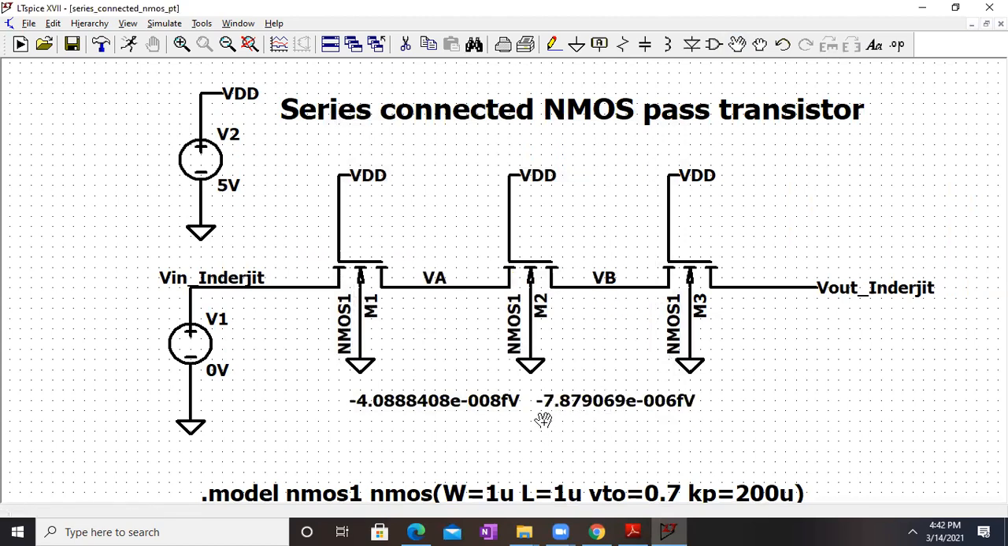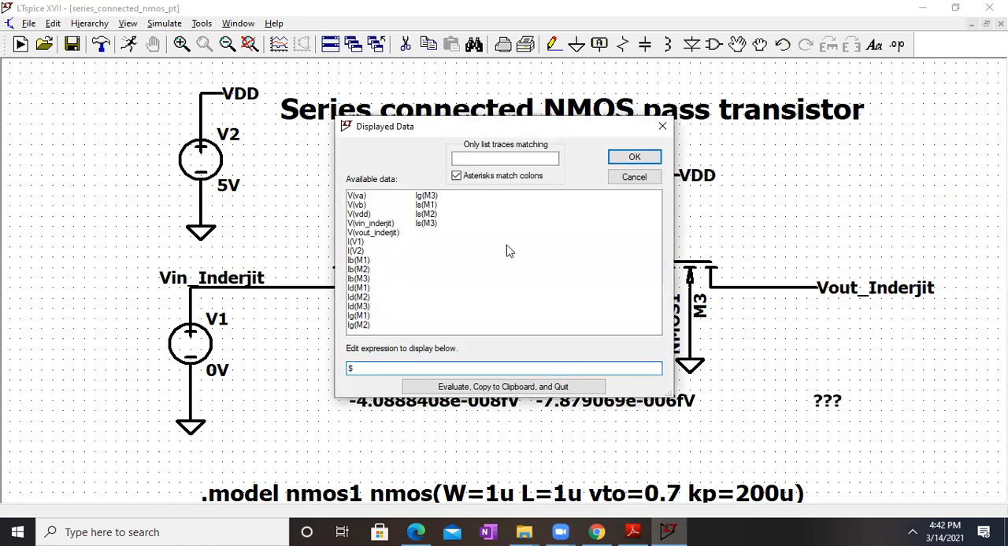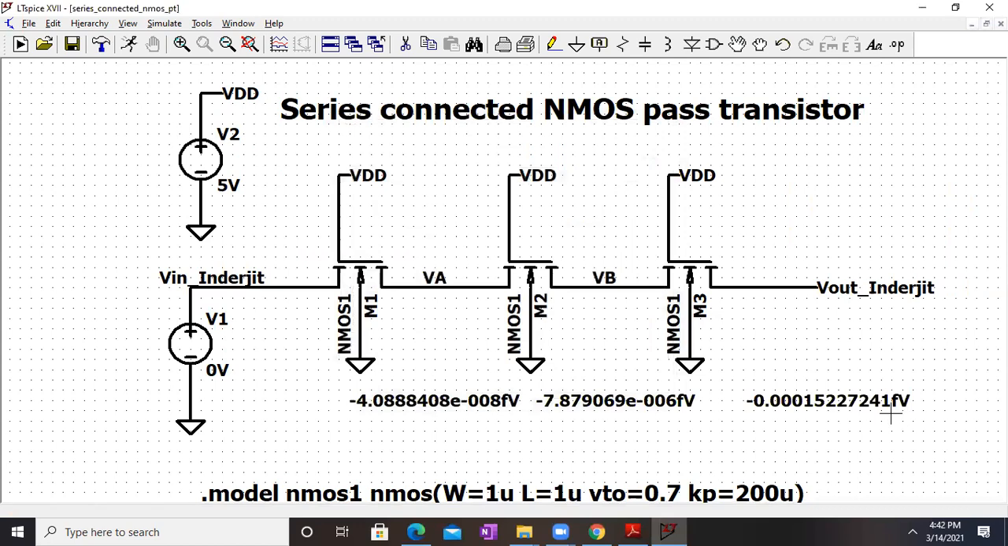VB voltage is around minus 7.87 femtofarad. That is also zero. And finally, let us check the output. So let me check the output over here. Right click and click on V out so that it will give proper. Here you see, we are getting V out again in femtofarad. That only means that this NMOS pass transistor passes logic 0 without any problem.